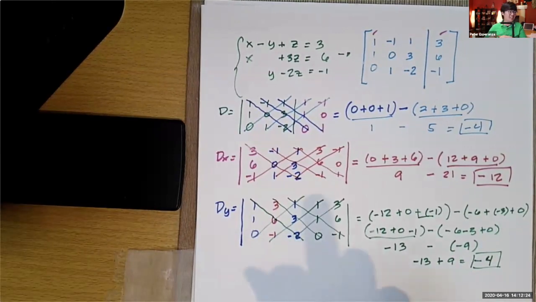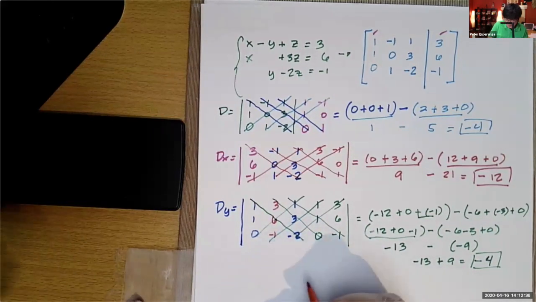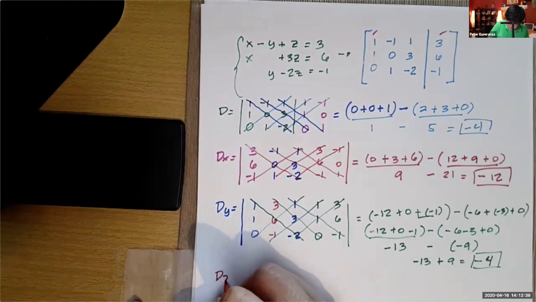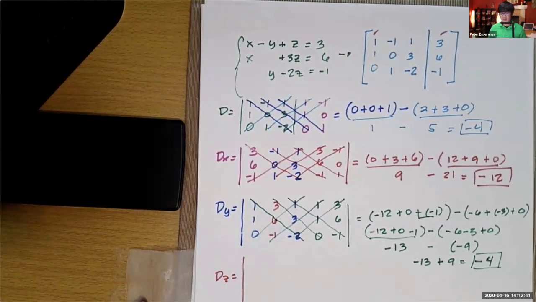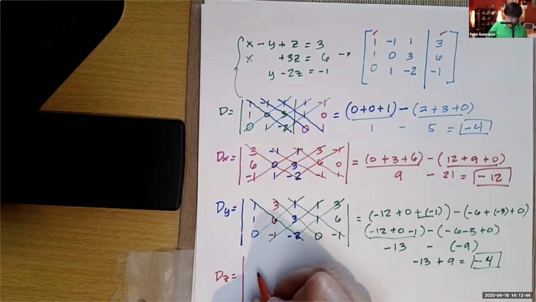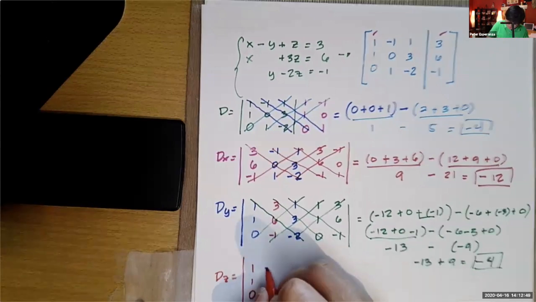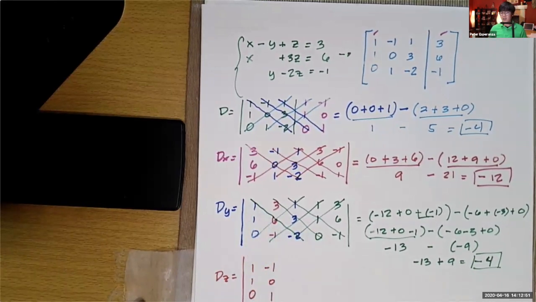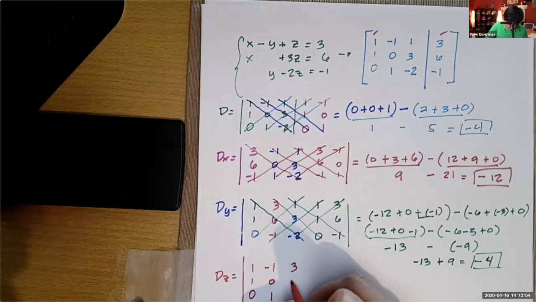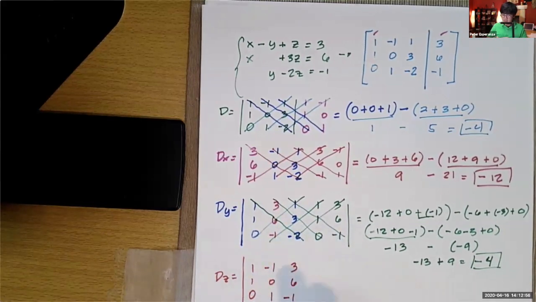All right, last determinant. Is there anyone here who has the determinant of z? Maybe there's someone. Okay, let's do it together. Last one. Okay: 1, 1, 0, negative 1, 0, 1, 3, 6, negative 1. Copy the first two.